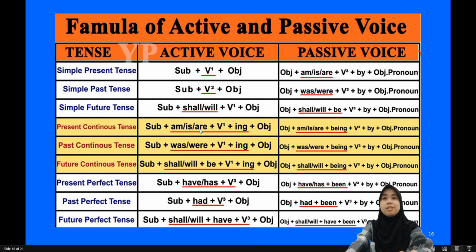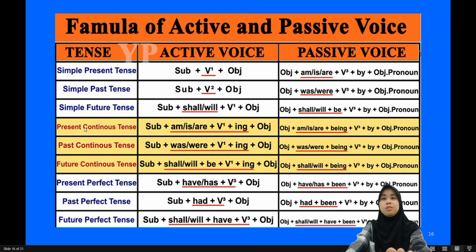Simple future tense: subject plus shall or will plus verb 1 plus object, and in passive voice, shall or will plus be. In passive voice we include be, and then verb 3. In all tenses, the passive voice uses verb 3.